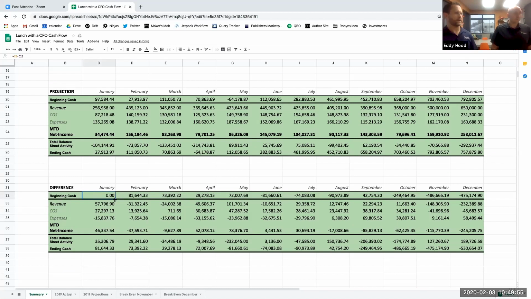And why did we do that again? Because we started the year in January. We actually knew what the cash balance was when we were building the projection. So then we come in and say, okay, where are we getting this right and where are we getting this wrong? And if you notice, in some months our revenue is positive, which means we're doing better than what we projected. And in some months our revenue is negative, which means we're not doing as well as we projected.